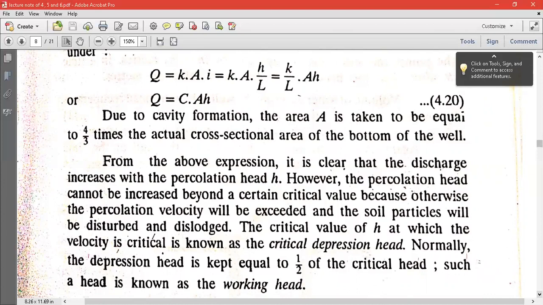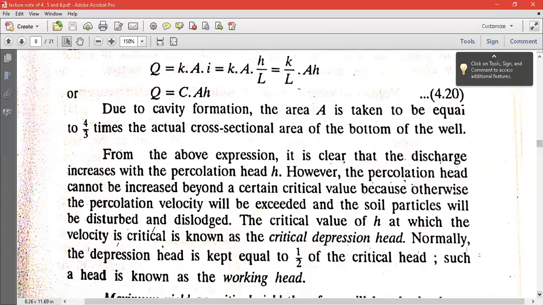So always we are talking about the critical value of H at which the velocity is critical. That critical head is called the critical depression head. We can't go beyond the critical depression head. And normally the working head which we consider is equal to half of the critical head which we are considering in our test. So the working head is equal to half of the critical head.